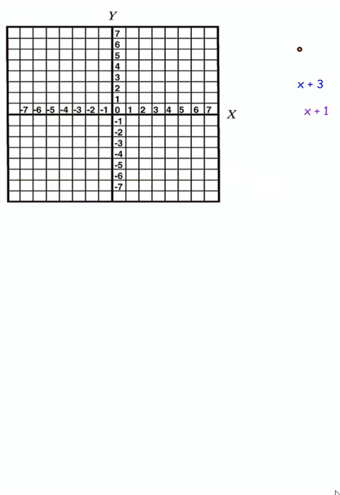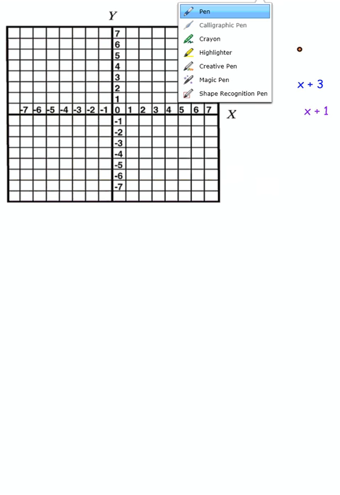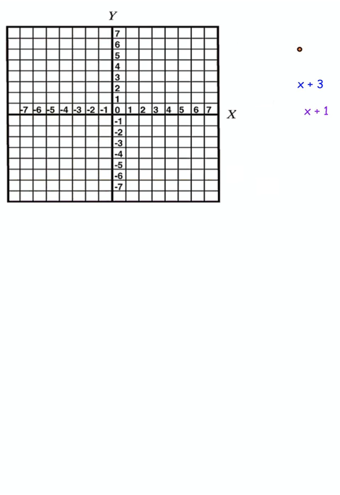We are going to look at what the graph of a set of equations that has no solution looks like. So we are going to graph our two equations. Here we've got x plus 3 and x plus 1. And we're going to see what they look like once we have put them on our graph. So why don't we start with x plus 3.